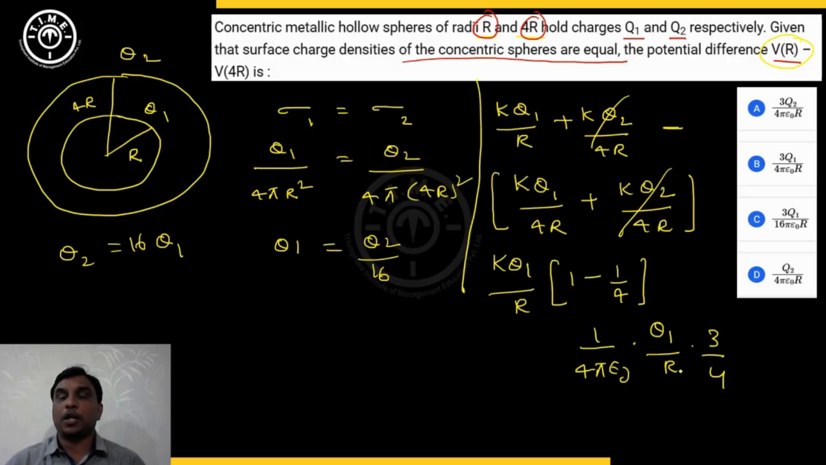Which option? Option C. Yeah, option C is correct. So this is what we learned just a moment back: how to write the potential of a sphere, on the surface only. Here in a sphere there are also two potentials, because of its own charge, and because it is placed inside the bigger sphere. That potential also. Right? Now I'm moving to the next question.